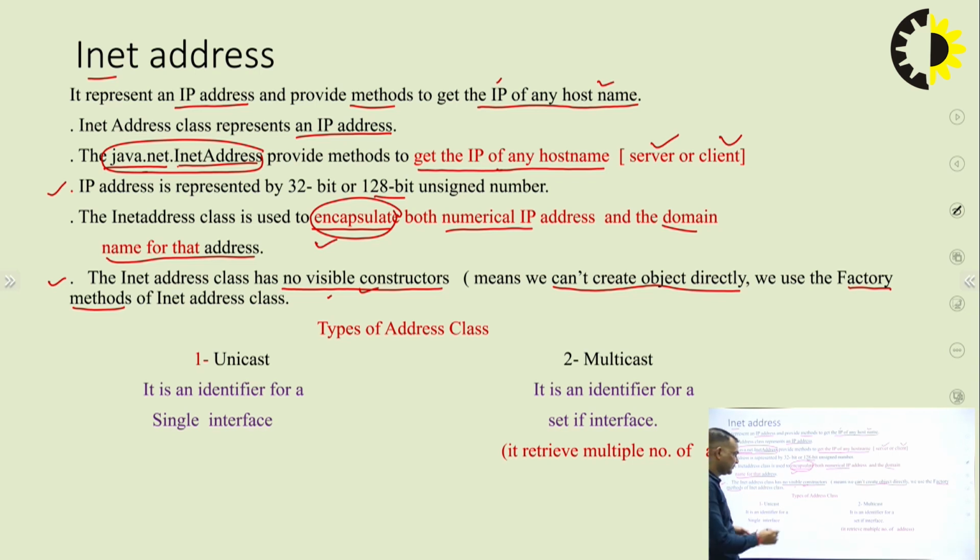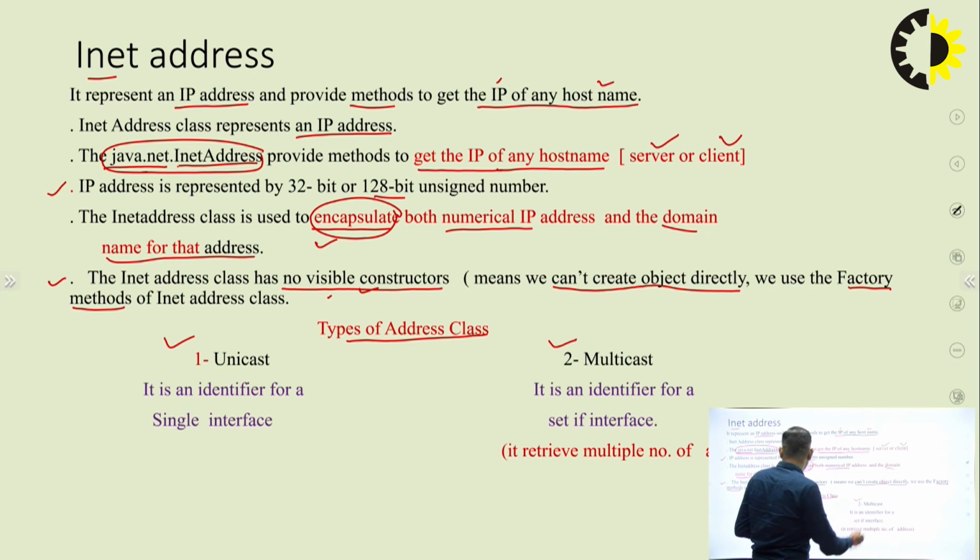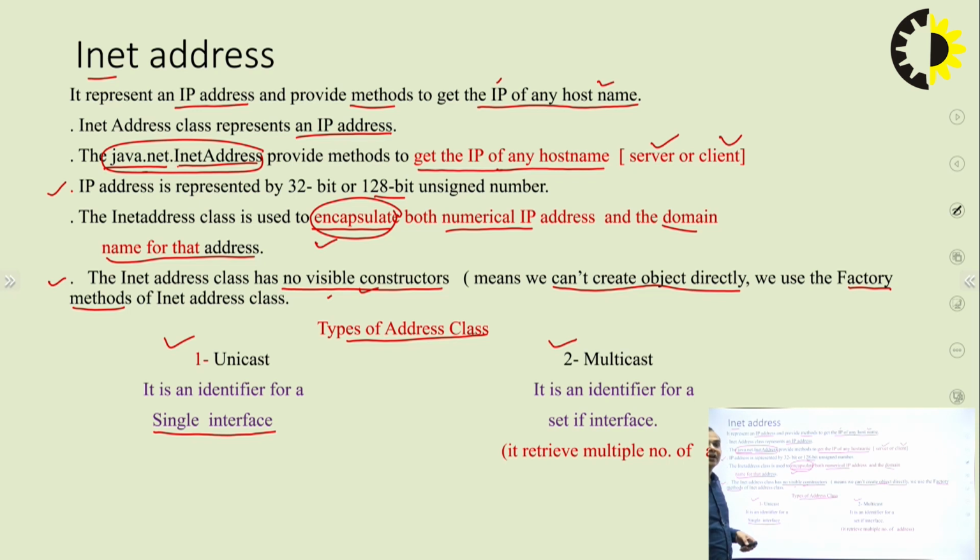What are the different types of address classes? There are two types of address classes. Number one is unicast, and second one is multicast. Unicast is an identifier for a single interface. Multicast is an identifier for a set of interfaces. If we have multiple addresses, we use multicast, and if we have a single address, we use unicast.